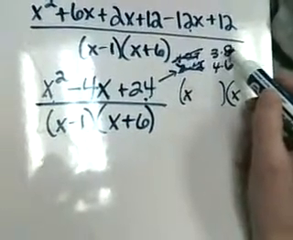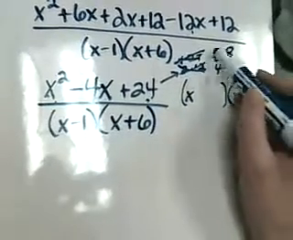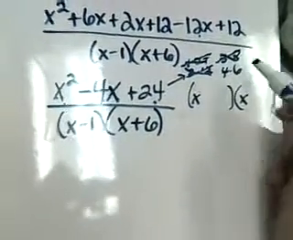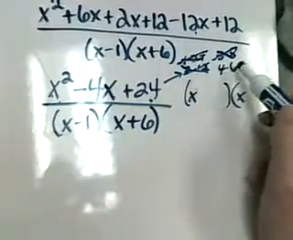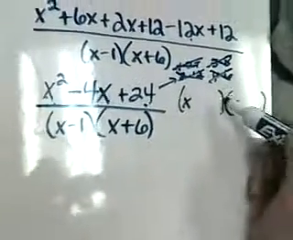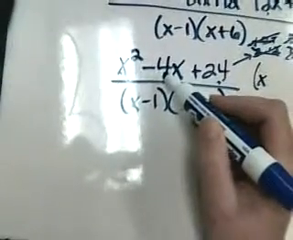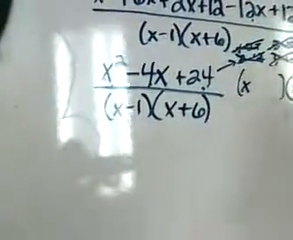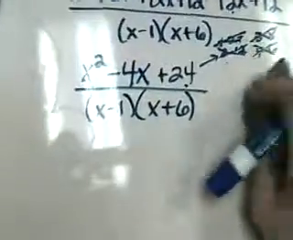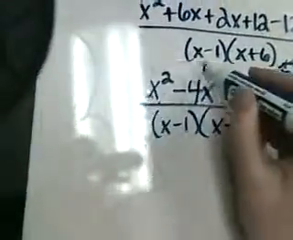3 plus 8 is 11. 8 minus 3 is 5. That's not going to work. And 4 plus 6 is 10. 6 minus 4 is 2. That's not going to work. So there are no factors of 24 that are going to get me back to this negative 4 when I add or subtract them. That means this isn't factorable. And that's as far as I go.